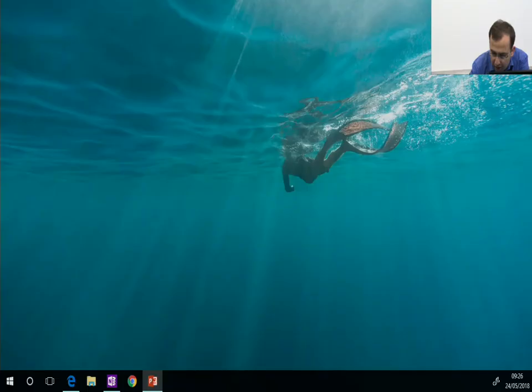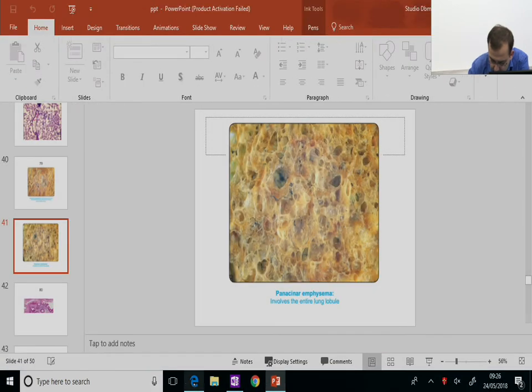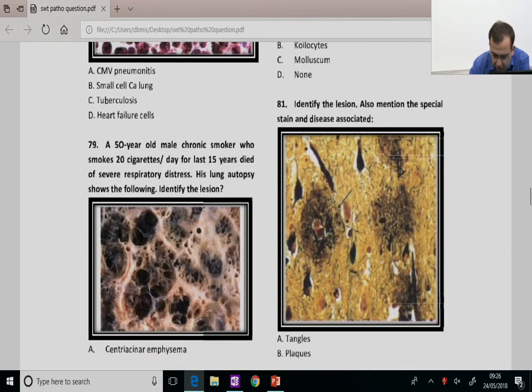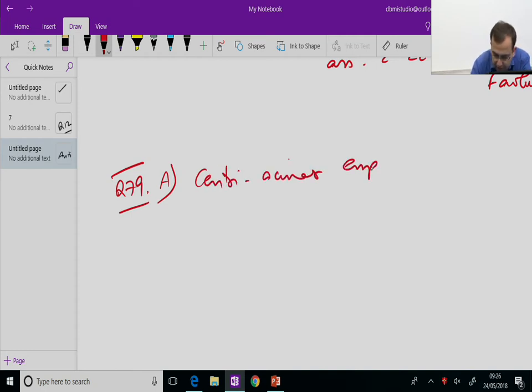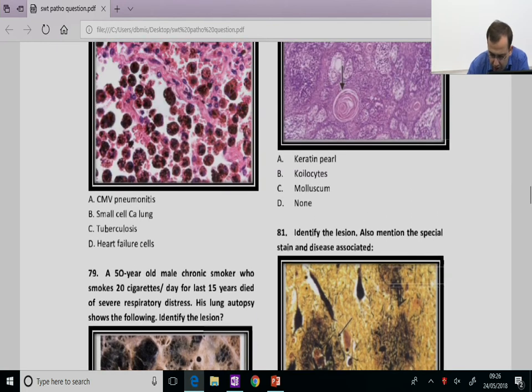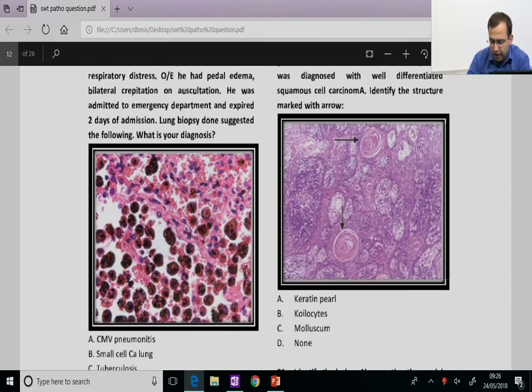Panacinar. Done. So have a look at the question image again. This was centriacinar with relatively spared areas in between. Here the lung is much darker because of carbon accumulation. He is a smoker. So the answer to question 79 is A, centriacinar emphysema. We have already seen the types of emphysema and their associated features. Next, this gets us to the next question, that is question 80.